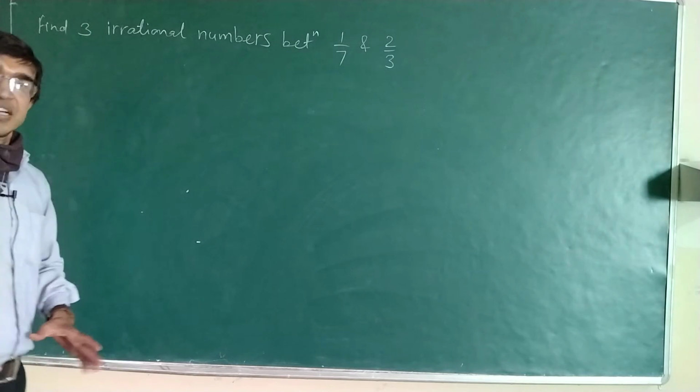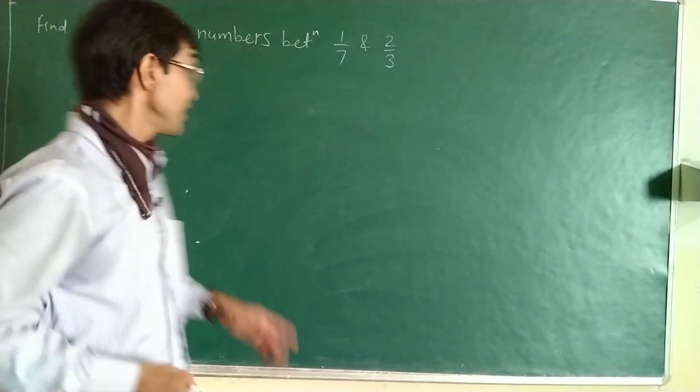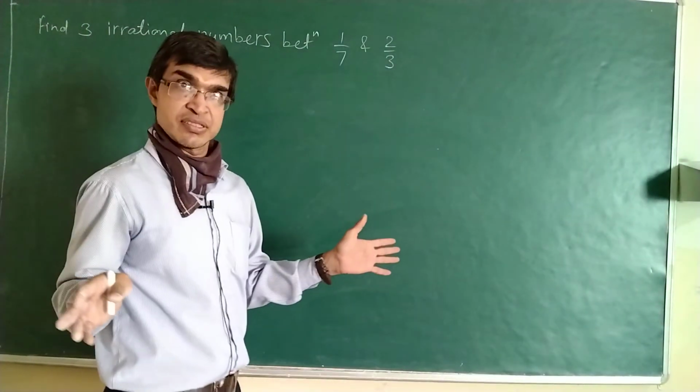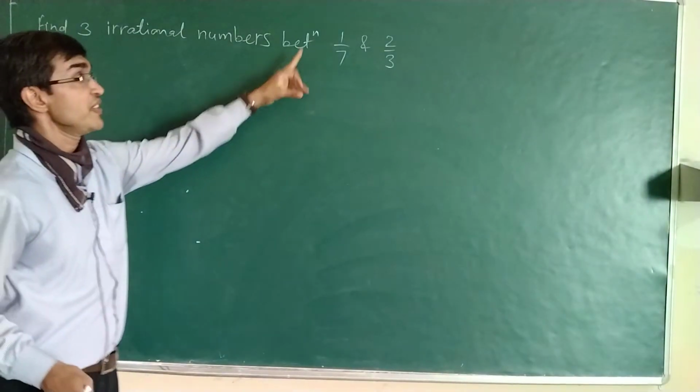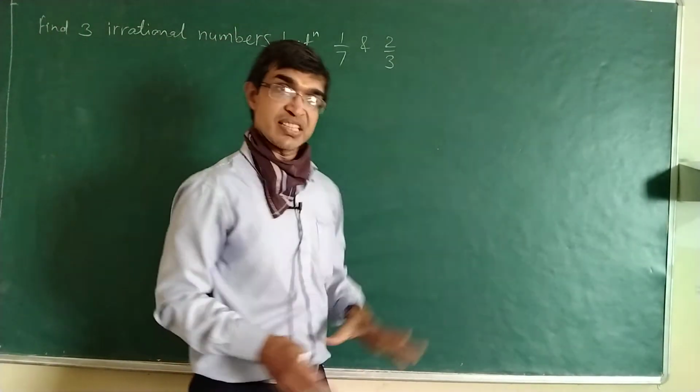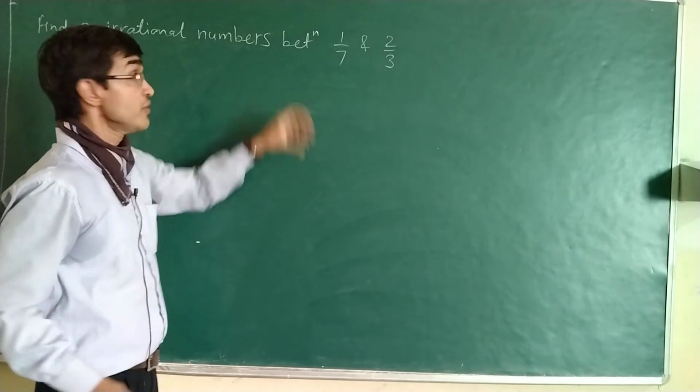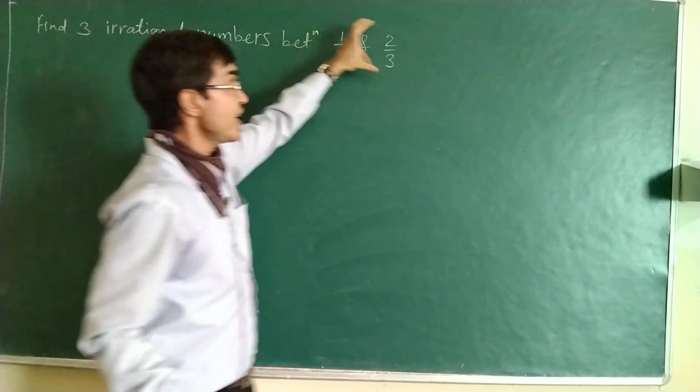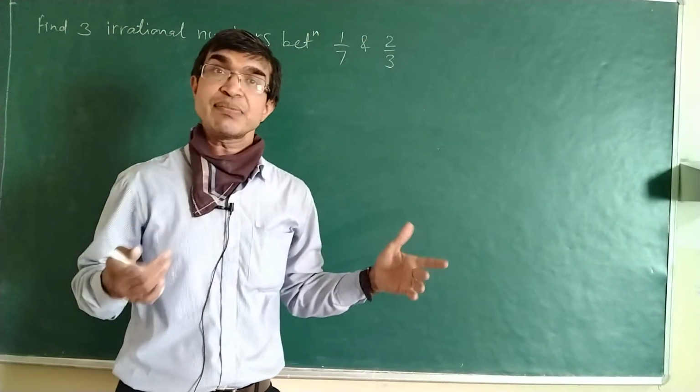Yes. Our third topic is how to find irrational numbers between any two numbers. So here the question is, find three irrational numbers between 1 by 7 and 2 by 3. So what will you do? First you will convert 1 by 7 and 2 by 3 into their decimal expansions.